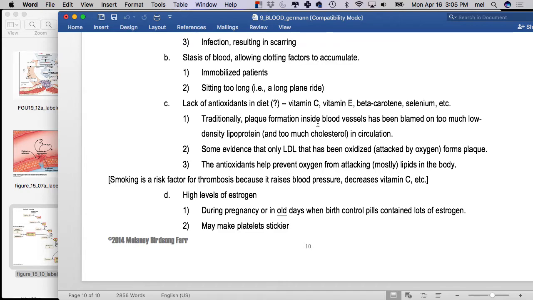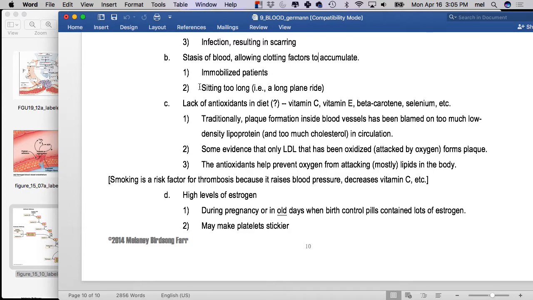But the other thing is, if you fly to New Zealand, for instance, it's a long plane ride. How long was it? 12 hours. Oh, yeah, it's awful. So if you're immobilized for a really long period of time, you have an increased likelihood of clot. So you want to get up and wiggle if you can.